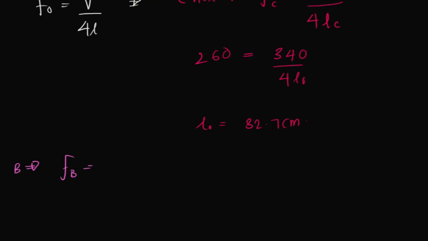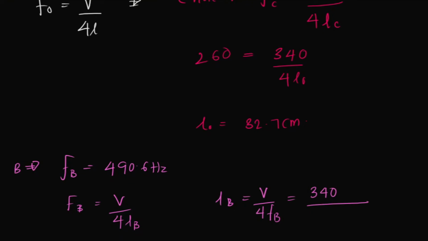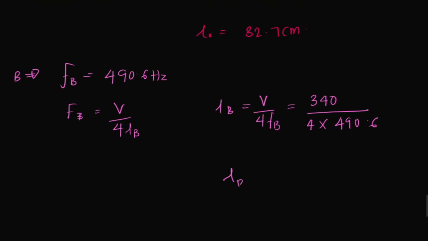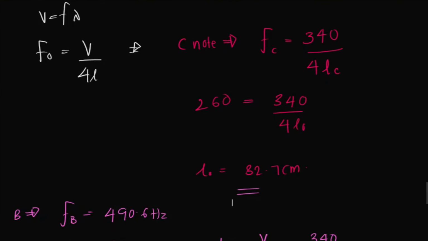Similarly, we are going to find it for the B note as well, right? We already know the fundamental frequency of the B note. We found it, 490.6 hertz. So we will use the equation FB is equal to V over 4LB. LB is what we require, V over 4FB. The velocity of sound in air doesn't change, it's always constant. Simplifying, we get LB, the length of tube B, to be around 17.3 centimeters. So this is the length of the one end closed tube for it to vibrate at a frequency of 490, and the other is the length such that the tube vibrates at a frequency of 260.